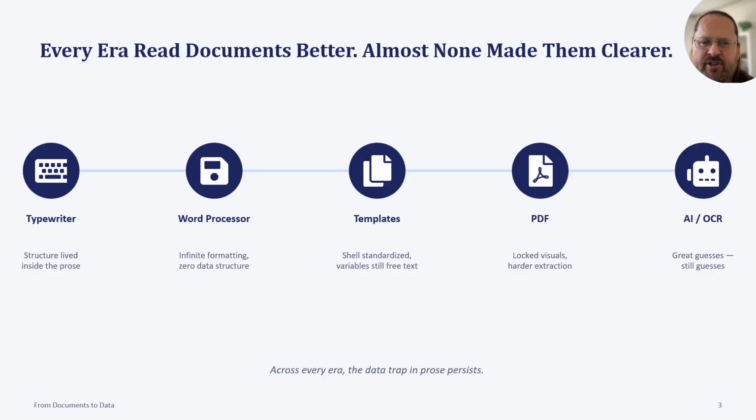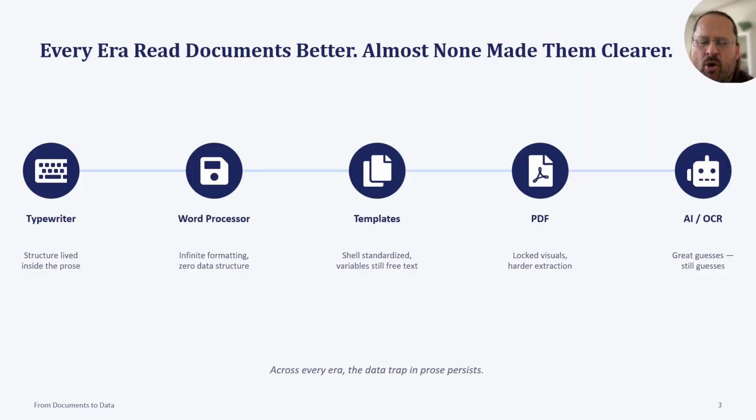PDF locked in the visual fidelity of a document forever, which was genuinely the goal. Don't let the formatting shift when someone else opens the file. But as a side effect of optimizing for looks identical on every printer, we got, almost accidentally, the single hardest common format to pull data back out of.